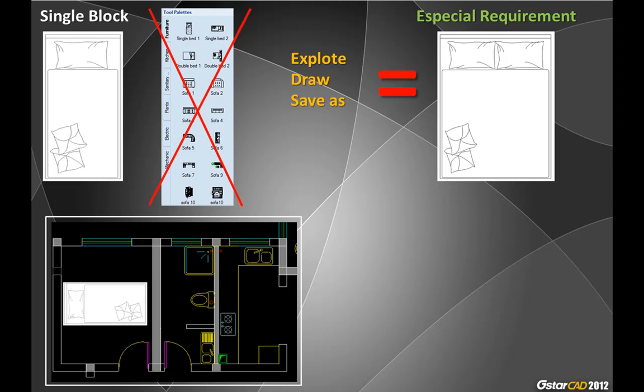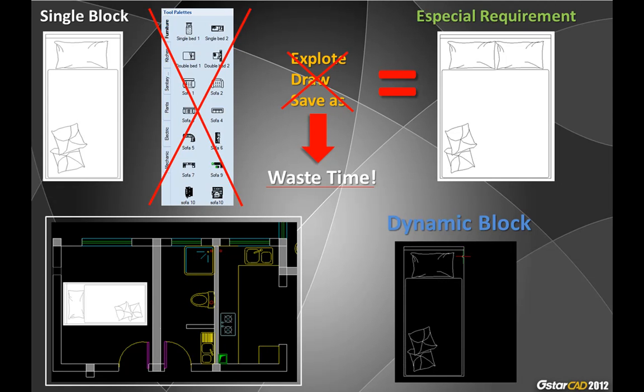Okay, you should perform these three commands to get this special requirement. But when you are doing these three steps, you are wasting time, because there already exists another way, an easier, faster, and more efficient way to do this. And we are talking about dynamic block. So let's see what you can do with dynamic block. Okay, in a click you can stretch your block. You come back to the original geometry, and then you can change in a click, faster, without any effort, without exploding, drawing, and save as.